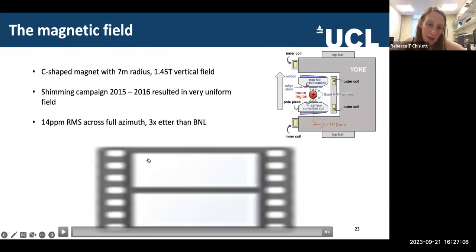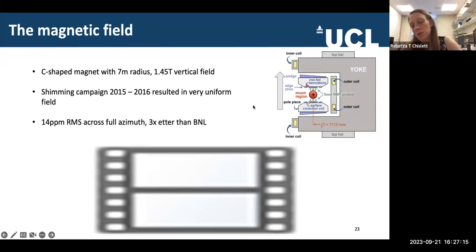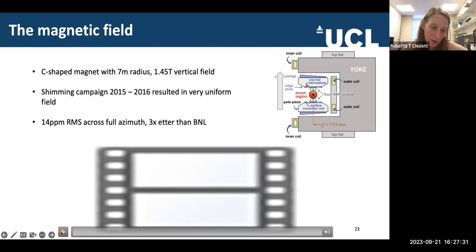Starting with the magnetic field, this is a diagram of the magnet, and as I said, we want to measure the magnetic field very precisely, but that also involves us wanting to have a very uniform magnetic field. So the magnet was designed with all these various different things that you can adjust in order to improve the uniformity of the magnetic field.